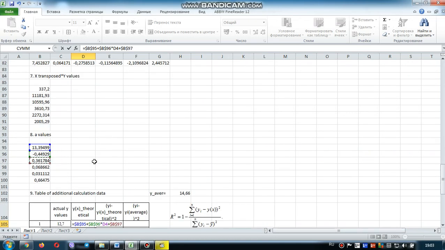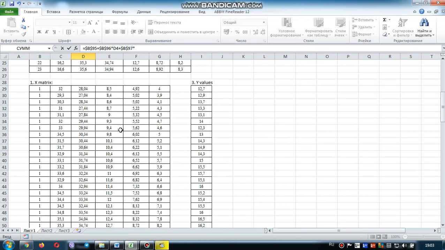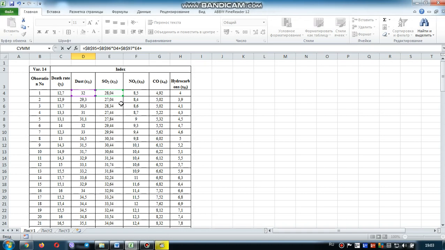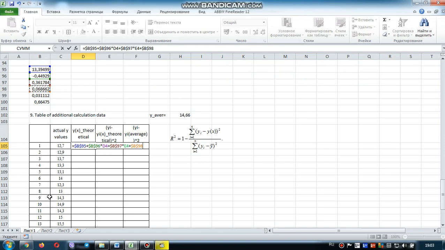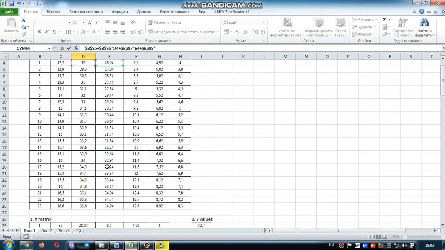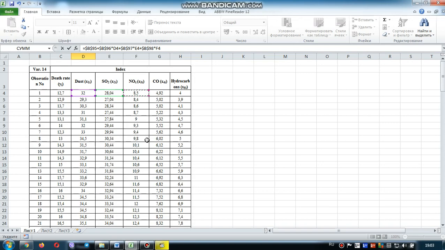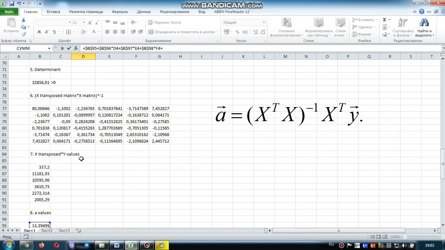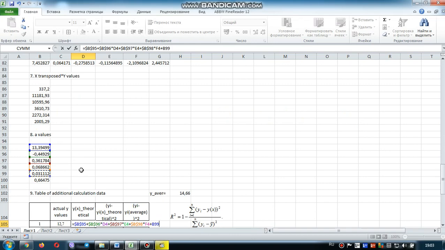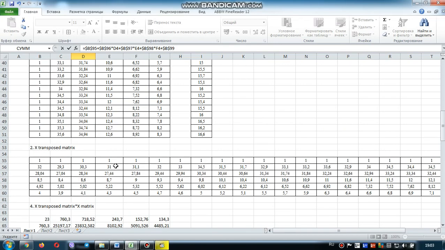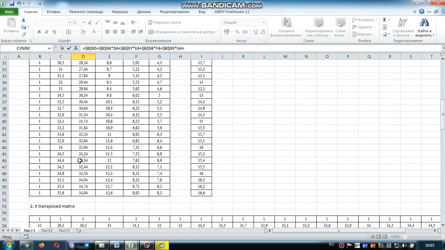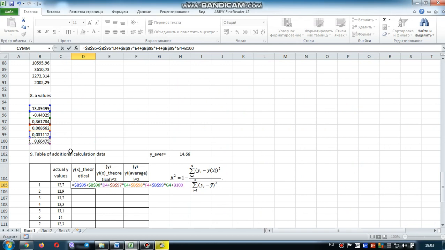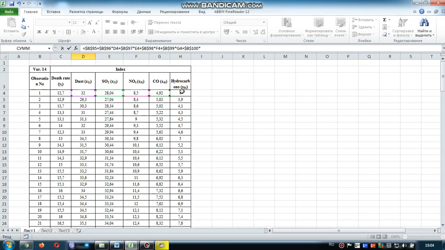this fixed value multiplied by x2, plus the next a fixed, multiplied by x3, plus the next a fixed, multiplied by x4, then the next a fixed, multiplied by the last x value.